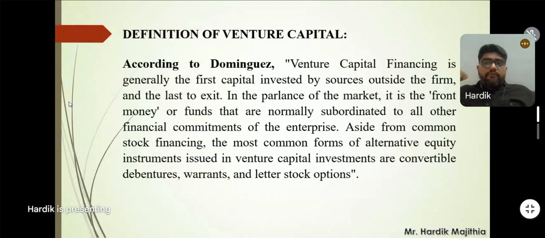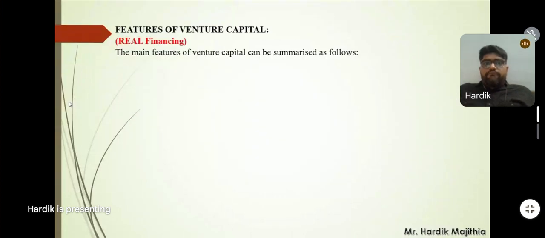In short, venture capital is a capital which is financing in the early stage of any business, or a startup capital we can say. Okay, so moving forward, the features of venture capital. So venture capital is a real financing. From this word only, the word real financing, we will discuss the features of venture capital. The main features of venture capital can be summarized as follows.